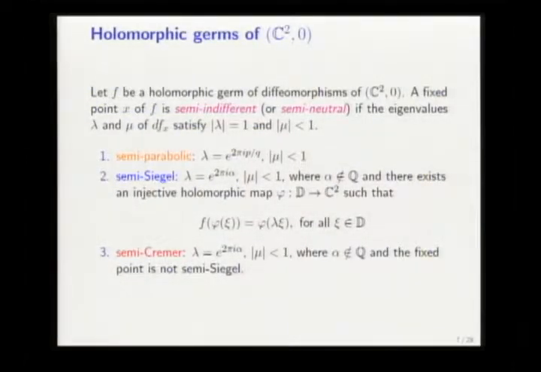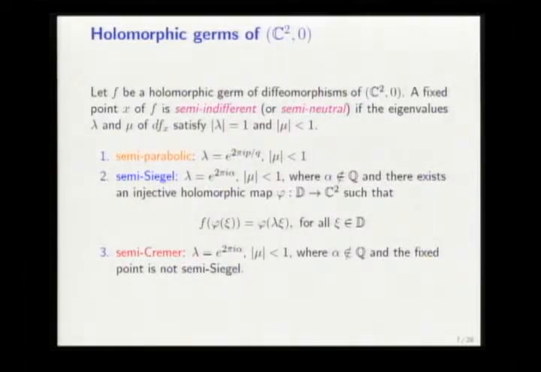All right. So our context is the following. We look at holomorphic germs of C^2, 0 for the beginning, and we consider a germ of diffeomorphism of C^2 with a fixed point at the origin which is semi-indifferent or semi-neutral. It means that the linear part of the map at the origin has two eigenvalues, lambda and mu, and lambda is of absolute value 1 and mu is of absolute value less than 1.